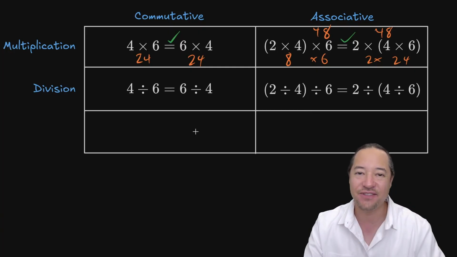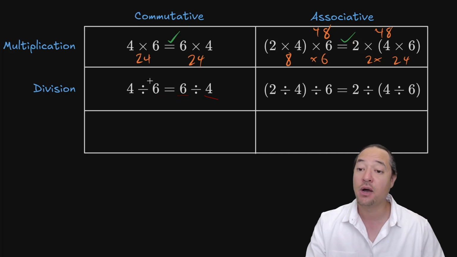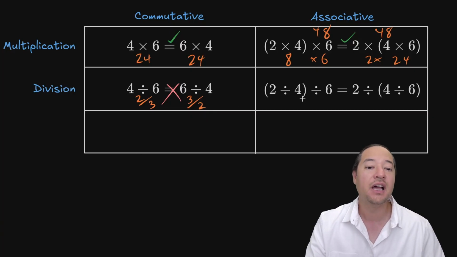Now let's test division. If we swap these two numbers around, do we get the same result? That is the question ahead of us. Well, let's test it. So 4 divided by 6, I'm going to write this as 2/3. 6 divided by 4, well, that's 3/2. Are these the same number? No, they're not. 2/3 and 3/2 are not the same number. Division is not commutative.